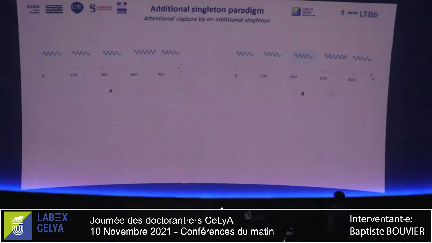So you have two conditions. Condition A, where you have the target alone with all the identical shapes. So here are the identical sounds. It sounds like this. And condition B, where you have the target in the fourth position too, but a different sound just before, and it sounds like that.